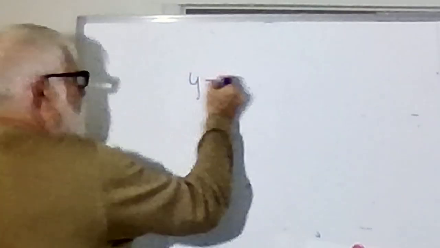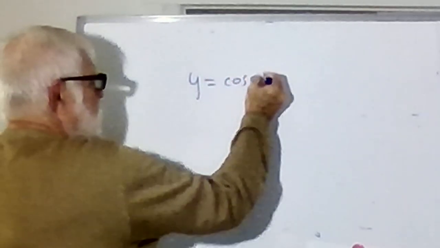All right, we've got about 3 more problems left. Find the area under the cosine curve, y equals cosine x from 0 to 2 pi.